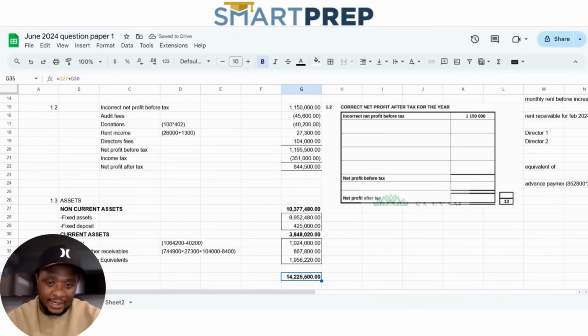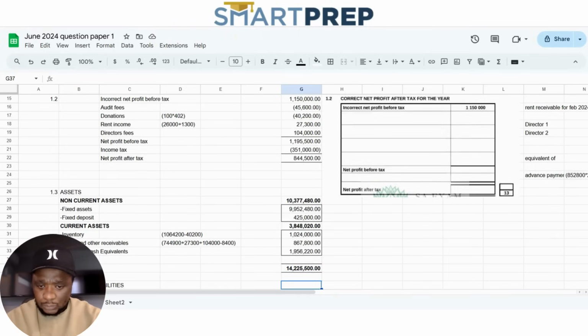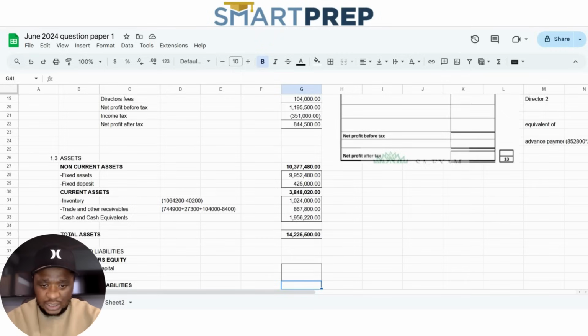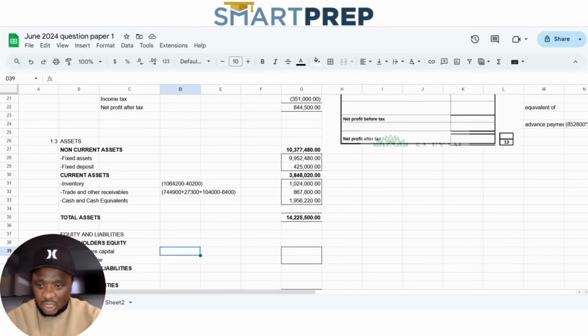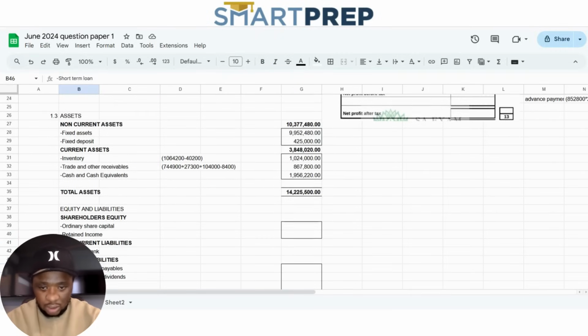Okay. Then we move to equity and liabilities. All right, so equity and liabilities. We have our ordinary share capital, and then we have our retained income, and then all of these things.